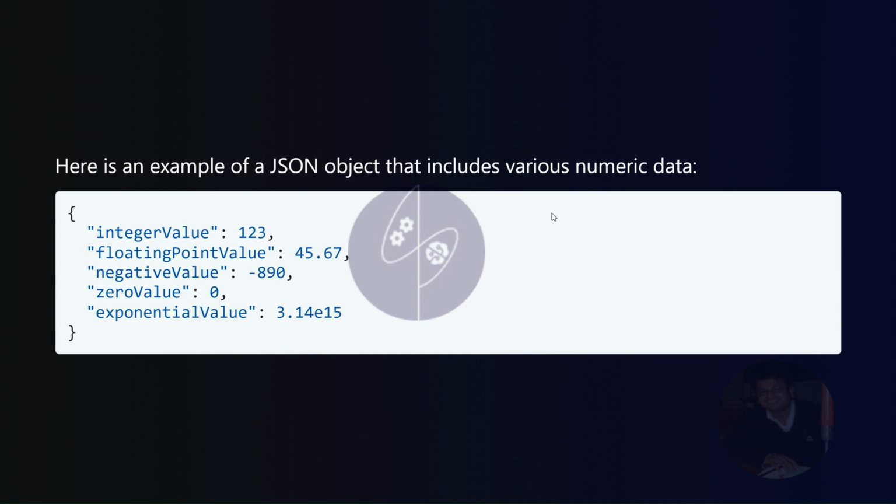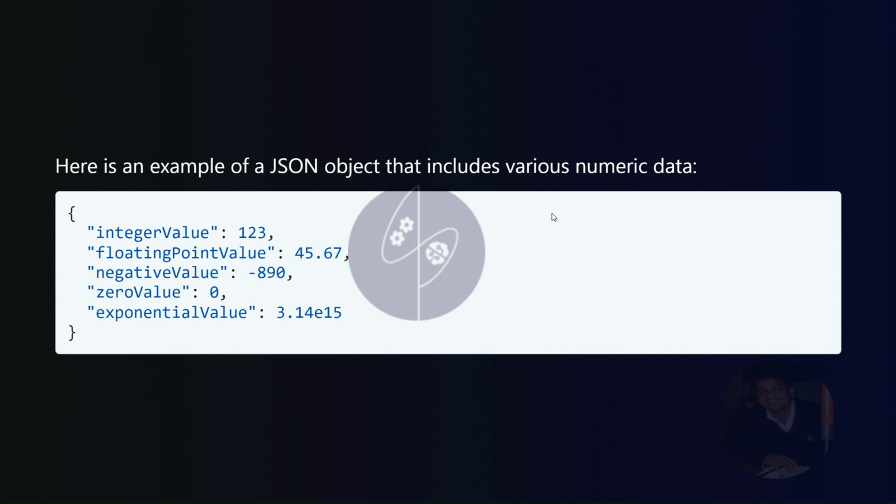Exponential value: 3.14E15. The key exponential value is associated with the value 3.14E15. This is a floating point number written in scientific notation, where E15 represents 10 to the power of 15. So, this value is equivalent to 3.14 multiplied by 10 to the power of 15.